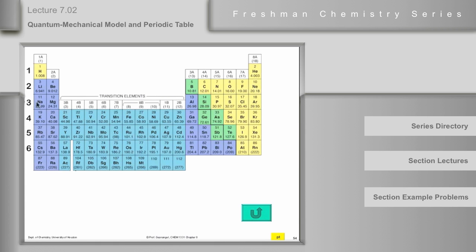And then if we go over here to number 11, it's sodium. And this is the third period, 3s1. And if we go another step, magnesium would be 3s2. Okay, this is the s1 column here: 1s1, 2s1, 3s1. This is s2. Magnesium would be 3s2.